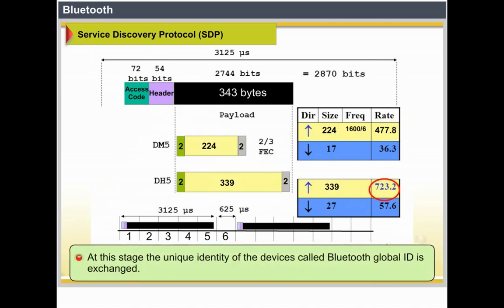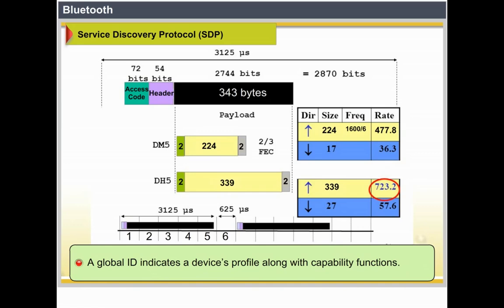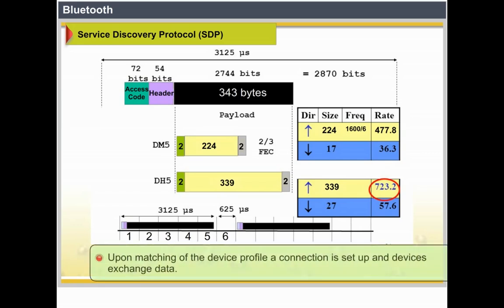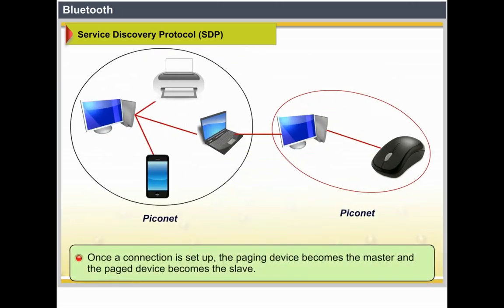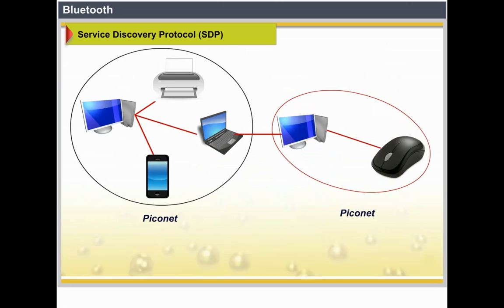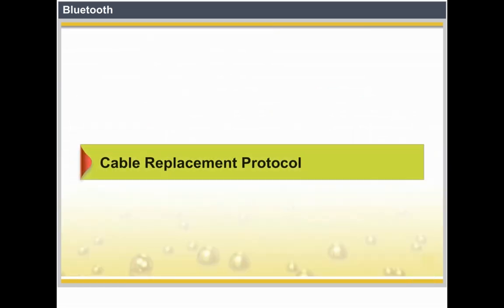At this stage, the unique identity of the devices called Bluetooth Global ID is exchanged. A global ID indicates a device's profile along with capability functions. Upon matching of the device profile, a connection is set up and devices exchange data. When a connection is set up, the paging device becomes the master and the paged device becomes the slave. In a piconet, a master device can be a laptop or PDA, while slave devices could be printers, mouse, cellular phones, etc.